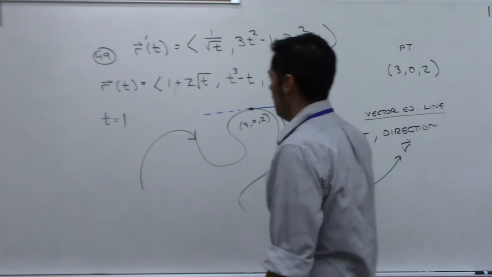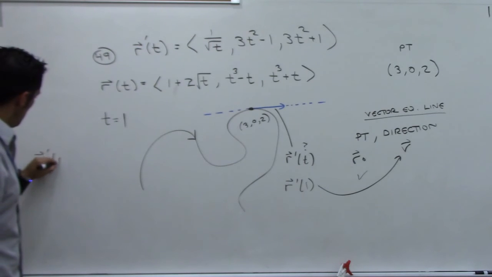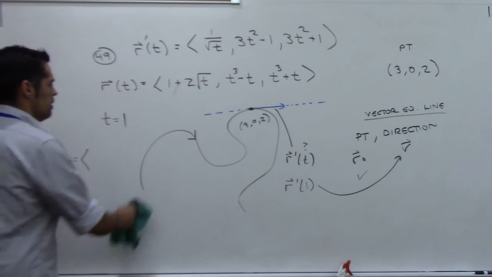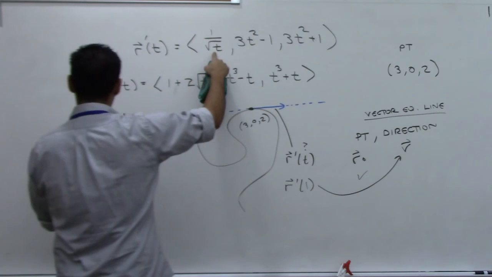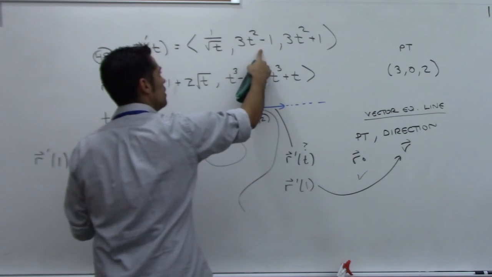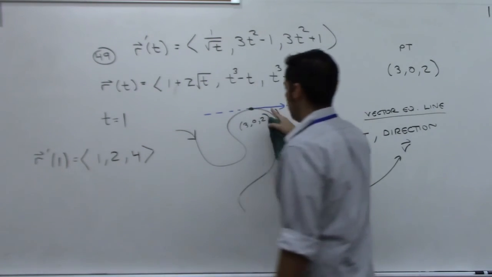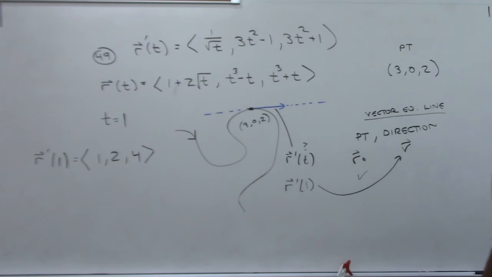And now let's plug 1 in. So what's the derivative at 1? That would be, let's see, 1. This would be 3 minus 1 is 2. And then 3 plus 1 is 4. So this should be the vector 1, 2, 4. So I'm ready to come up with the vector equation of my line using these two things.